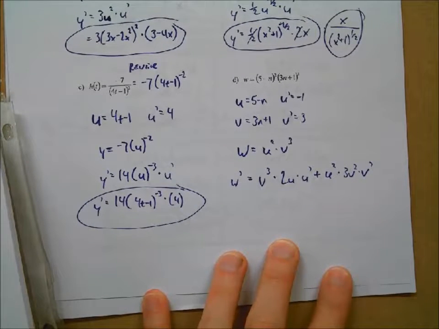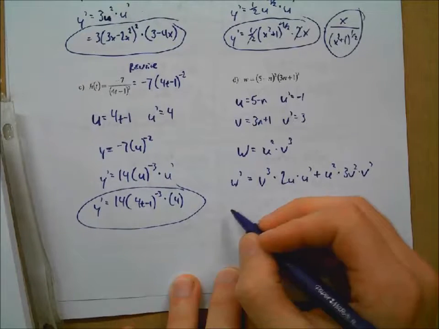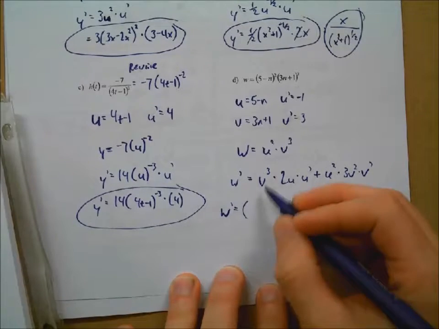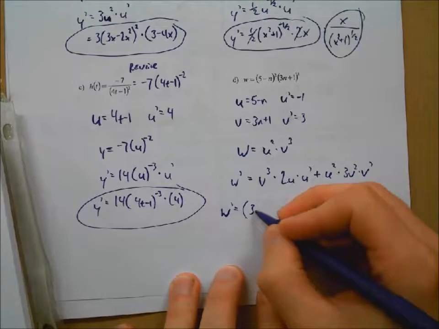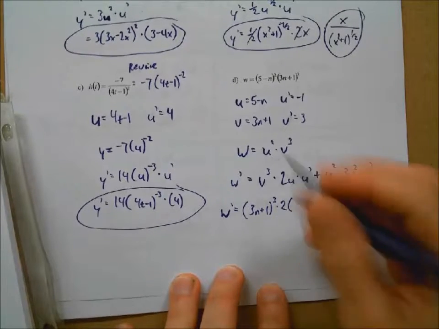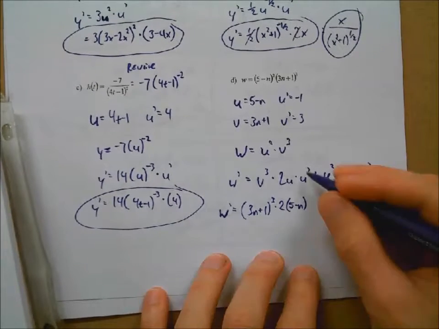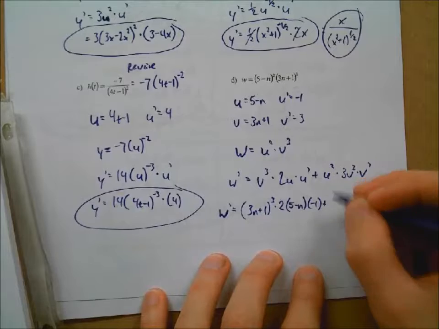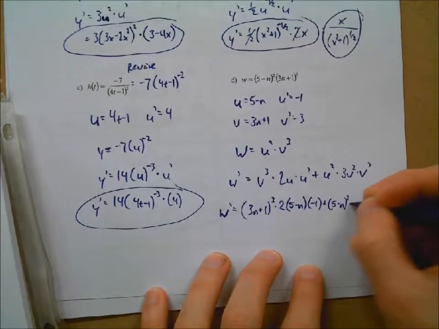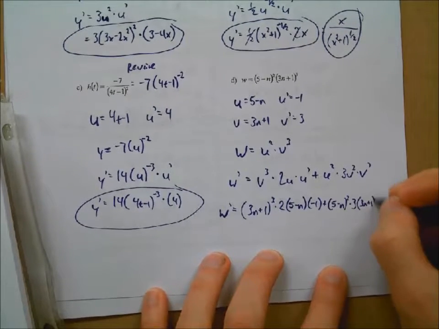Okay, and now we'll just substitute back in the v's and the u's and u primes and v primes. Okay, substitute back in here. So w prime equals, all right, v cubed is 3n plus 1 cubed. And then u is 5 minus n. U prime is negative 1. U squared is 5 minus n squared times 3 times, and then v is 3n plus 1. Oh goodness, I hope I have enough space. I do. Just barely.